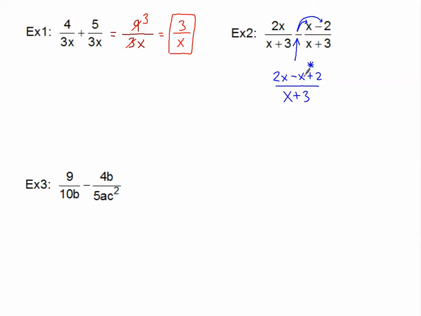I have a 2x minus 1x. That just makes 1x. So we have x plus 2 divided by x plus 3.